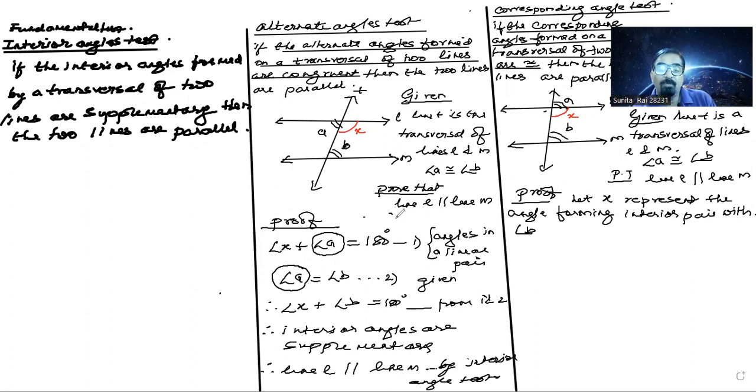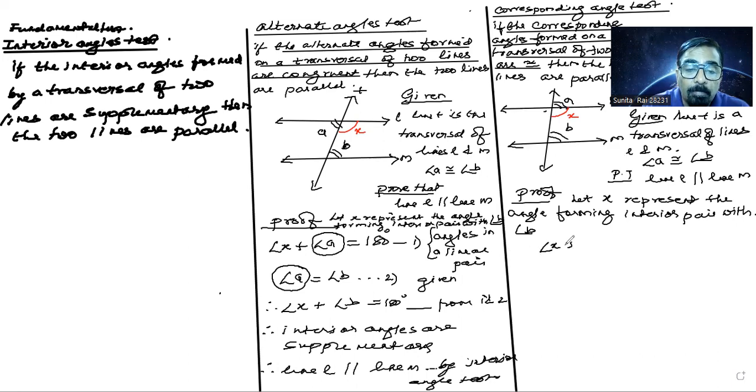Let X represent the angle forming an interior pair with angle B. Now somehow if I can show X plus B is 180, then I can say the lines are parallel by the interior angle test. I don't know the value of X or B, but you can see this.